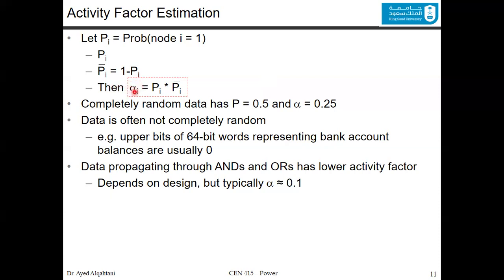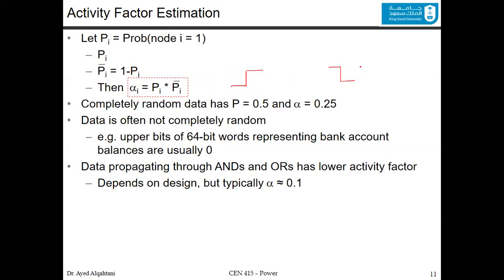If you want to calculate alpha, it's the probability of I times the probability of I bar. To understand this better, the activity factor is happening if you have this event: when you have 0 followed by 1, this is a switching. Or it could be 1 followed by 0. Now you have a switch. So for this event to happen, you must have a 0 and then you have a 1.